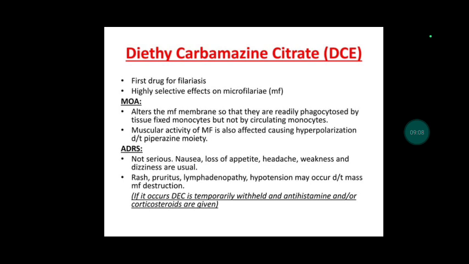Now we'll see the next drug, that is diethylcarbamazine citrate. It is the first drug for filariasis and it has a highly selective effect on microfilariae. Now what is the mode of action? It alters the microfilarial membrane so that they are readily phagocytosed by the tissue fixed monocytes but not by circulating monocytes. Muscular activity of microfilariae is also affected, causing hyperpolarization. Okay, so it is important that this DEC, these microfilariae, are not phagocytosed by the circulating monocytes. They are phagocytosed by tissue fixed monocytes.